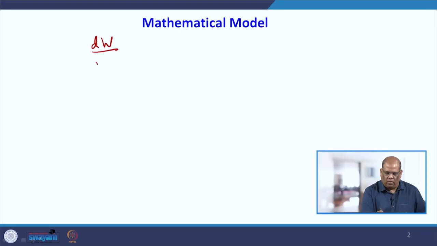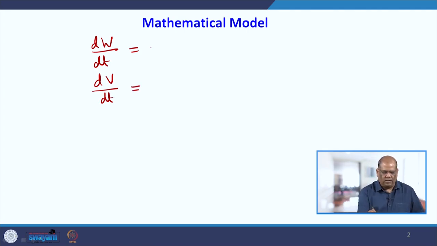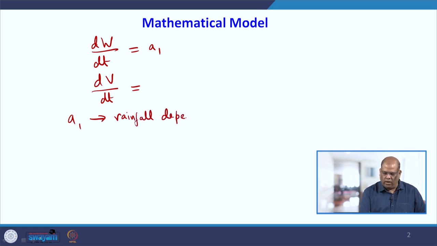Let's say W is the water that is available and V is the vegetation in the desert. Let's say there is a constant water supply available in the desert. And how does that constant water come? The most common source is rainfall. So it is rainfall dependent water uptake, A1.